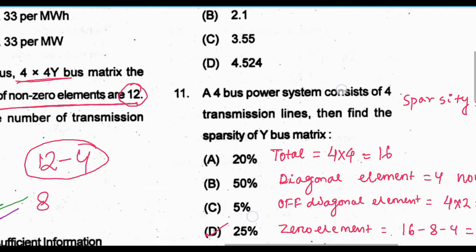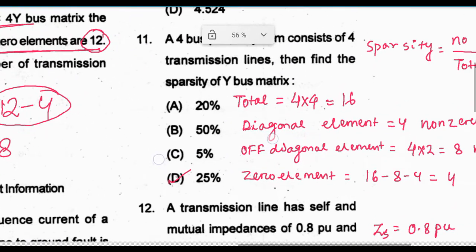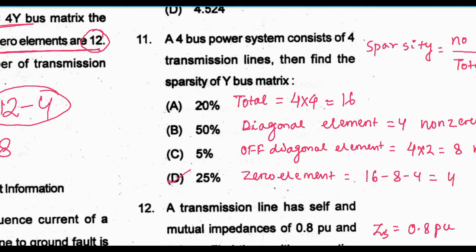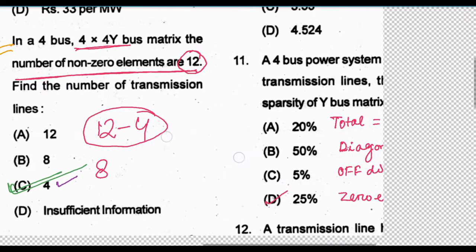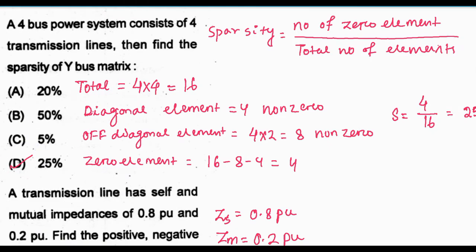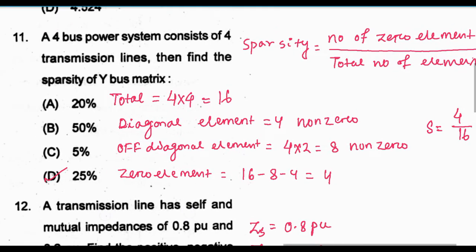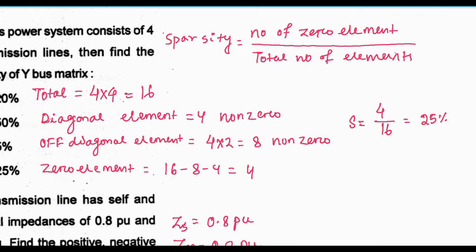Next is question number 11. A 4-bus power system consists of 4 transmission lines. Then find the sparsity of the Y matrix. This is a similar question to question number 8. We have to find the sparsity, that means the number of zero elements in the Y bus matrix. So sparsity is the number of zero elements divided by the total number of elements.